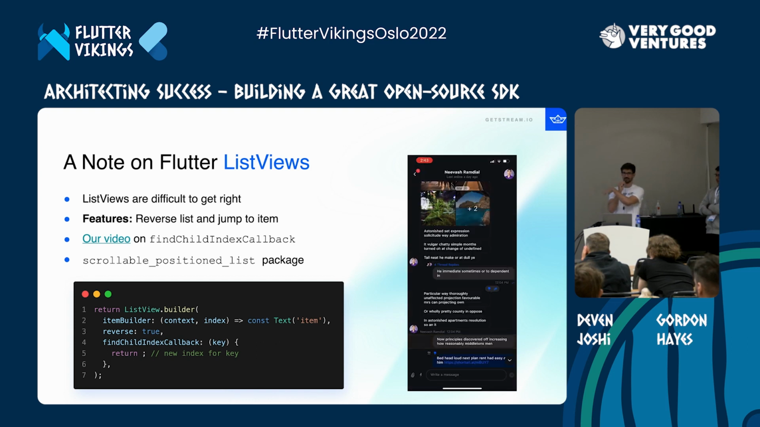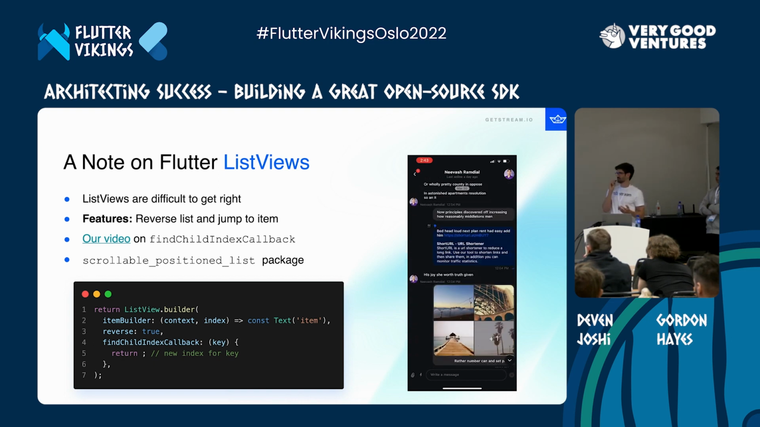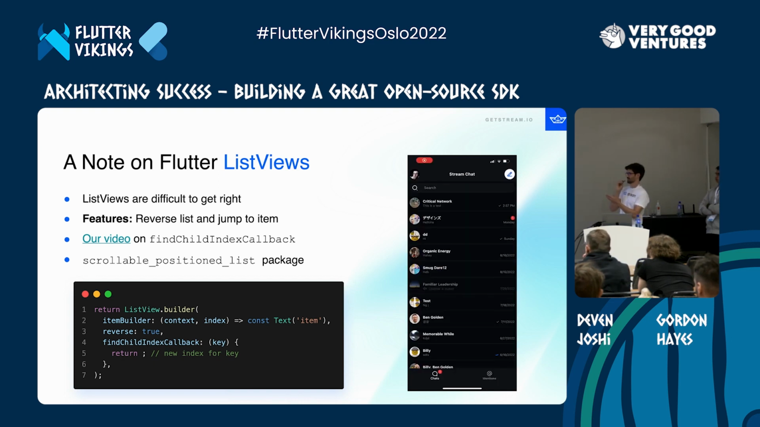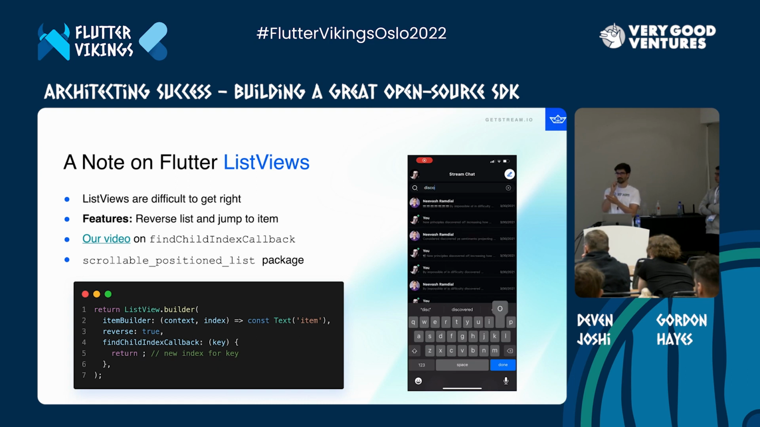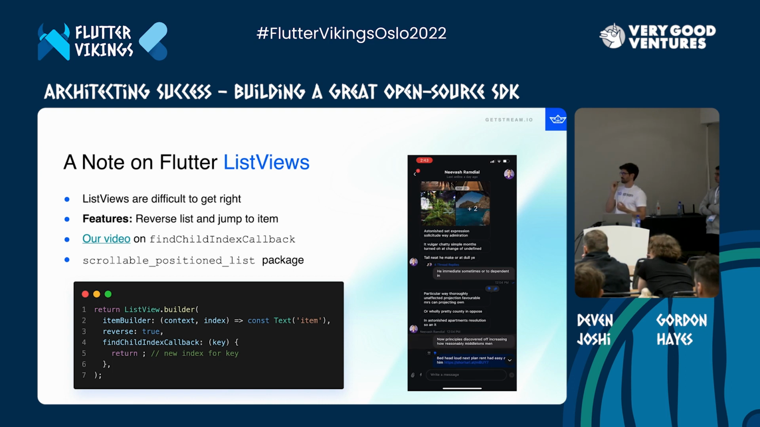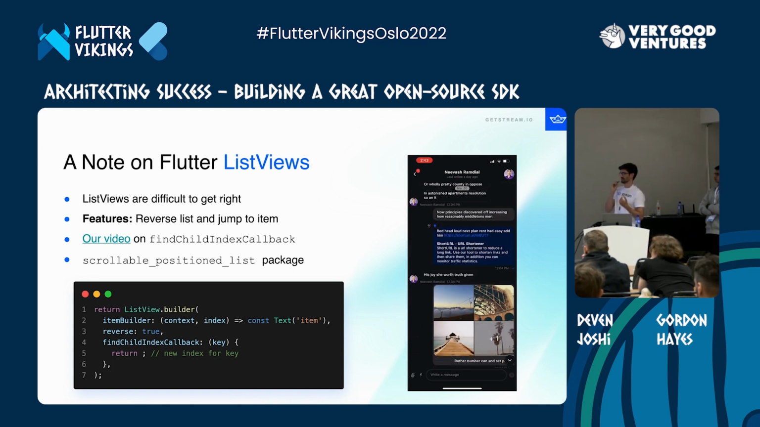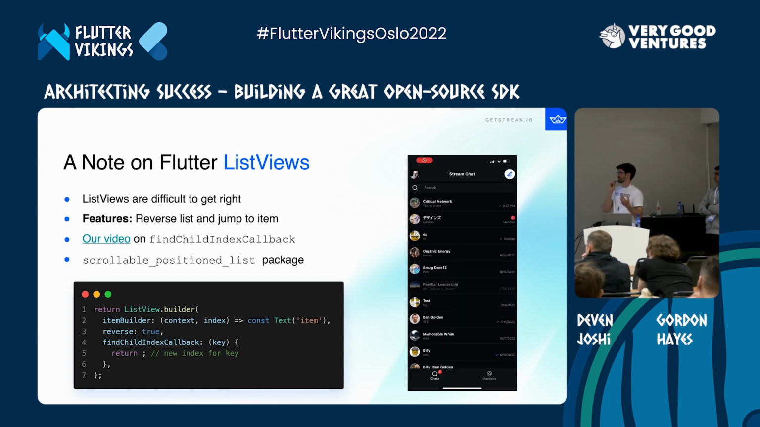So luckily, this is easily solvable. Flutter provides the findChildIndexCallback. Essentially, all you need to do is give it the new index for the item in the list. We made a video on our YouTube channel on that if you are interested in watching that.